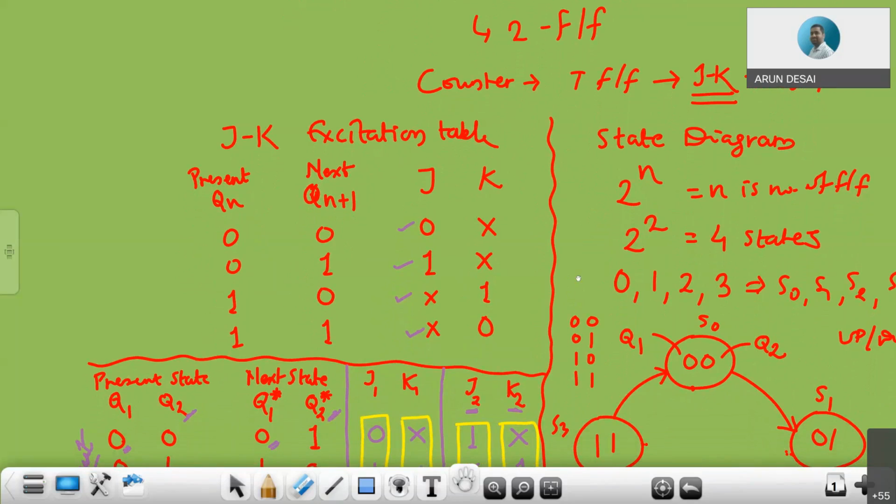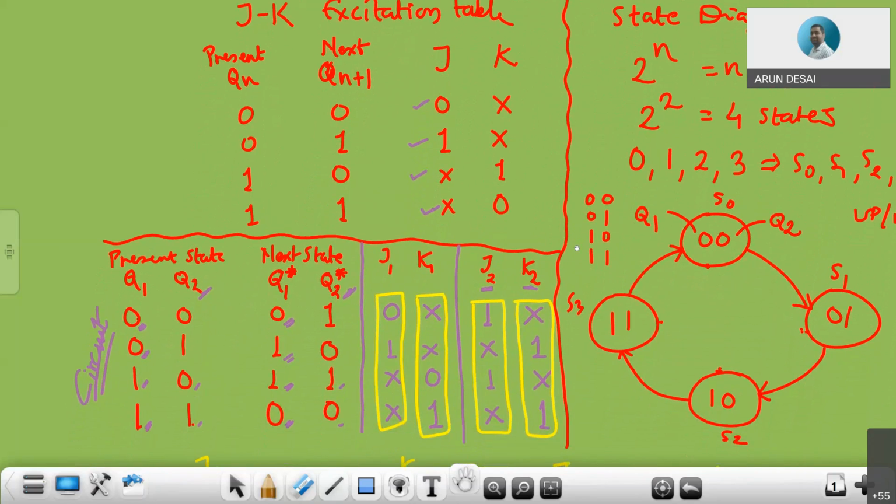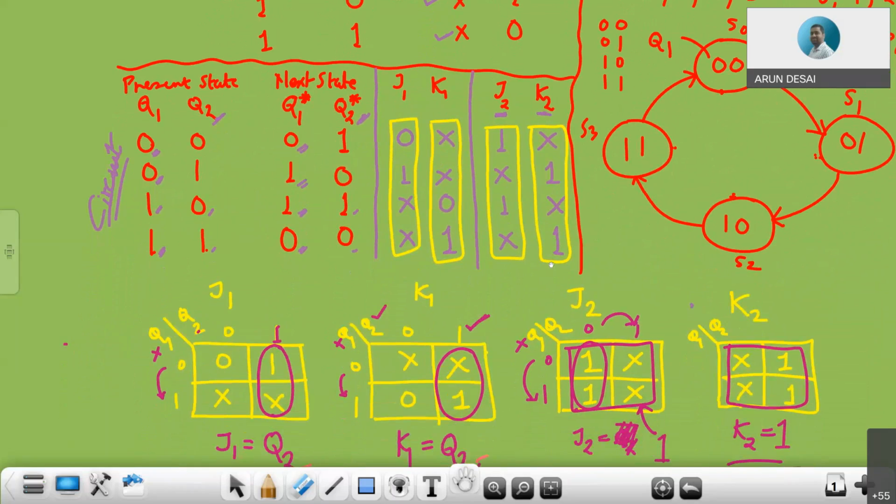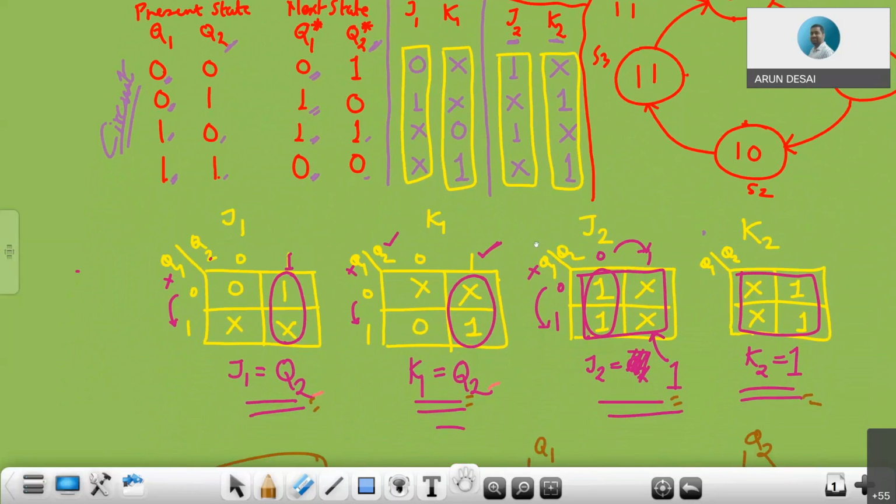Then we need to find how many states we require. Based on those states, we draw a state transition diagram. And based on the state transition diagram, we find out the circuit excitation table. In the circuit excitation table, we also use the excitation table of the JK flip-flop. Based on that excitation table, we put a few values there for this circuit. And the next step is we reduce those equations or inputs by using K-map, right?